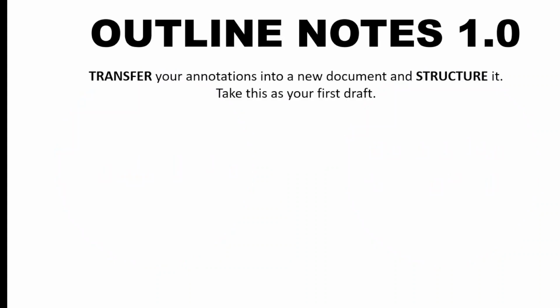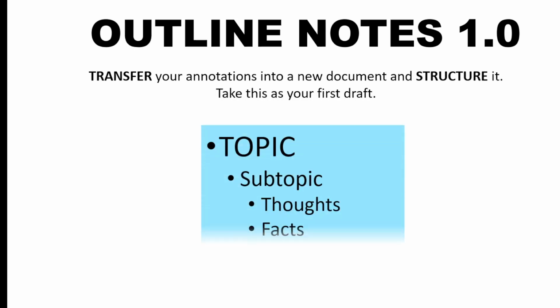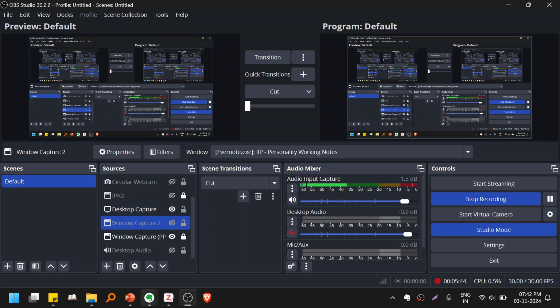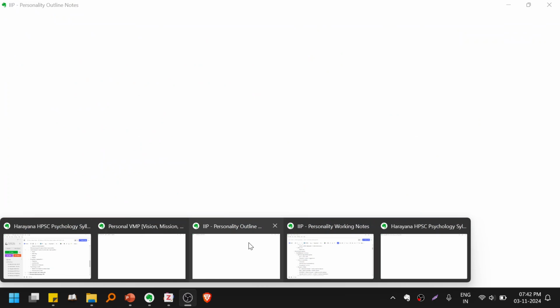What are outline notes? The annotations you did in your reading, you transfer to a new document. One document is for working notes, another is for outline notes. So in the outline notes document, you transfer all your annotations and you structure them. This becomes your first draft. You structure it in the form of headings, subheadings, thoughts, and facts in a given topic. Okay, cool, understandable. Let me go there and show you what outline notes actually look like.